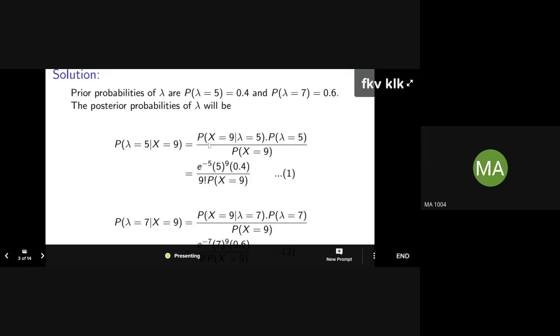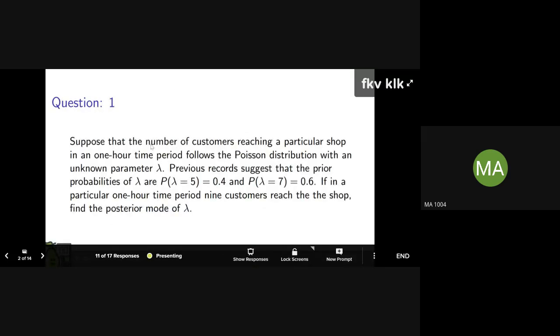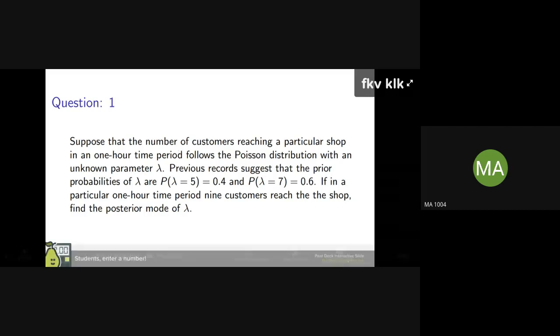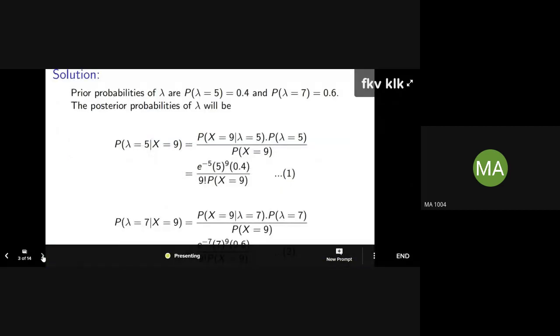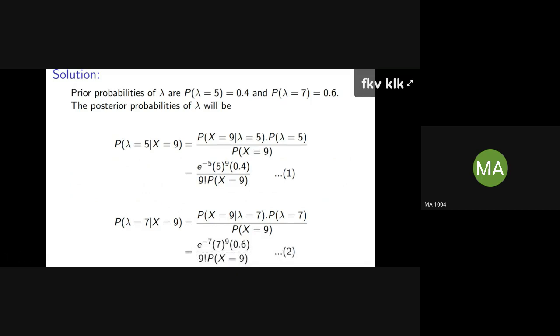And for probability x equal 9 given lambda equal 5, you know x follows this Poisson distribution. It is given in the problem: suppose that the number of customers entering a particular shop in a 1 hour time period follows the Poisson distribution with unknown parameter lambda. Not explicitly said that it is x, but we are assuming your random variable is x.